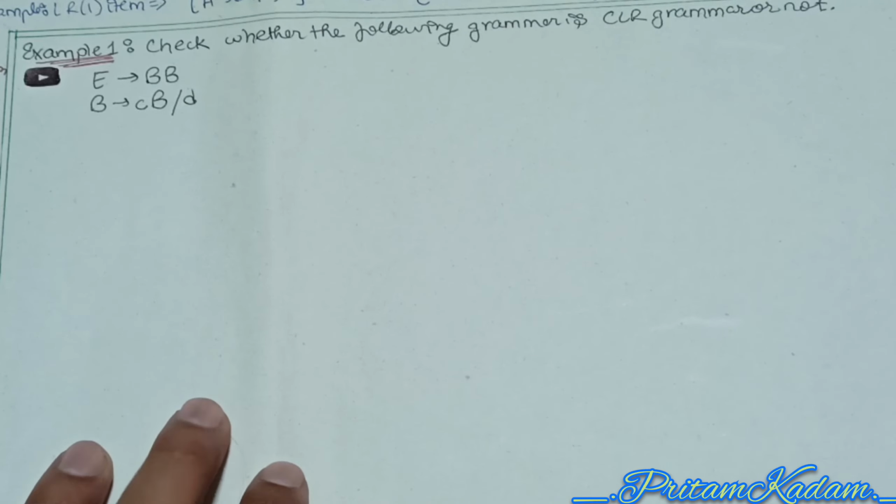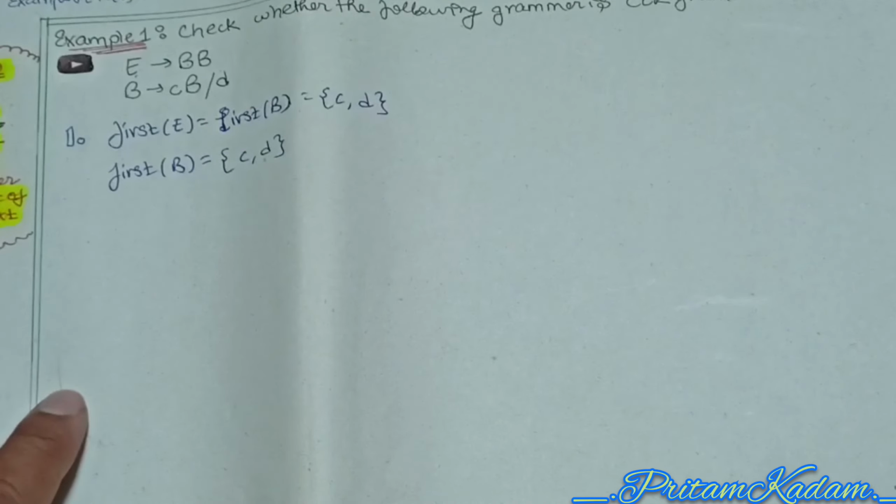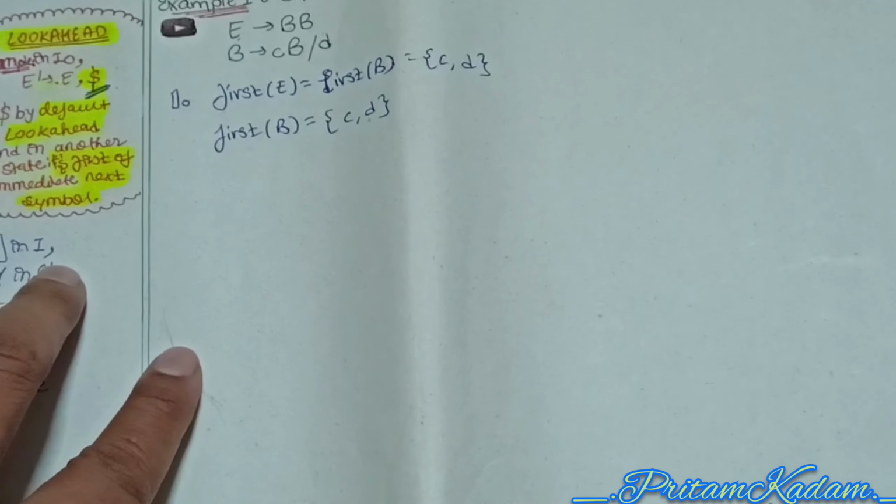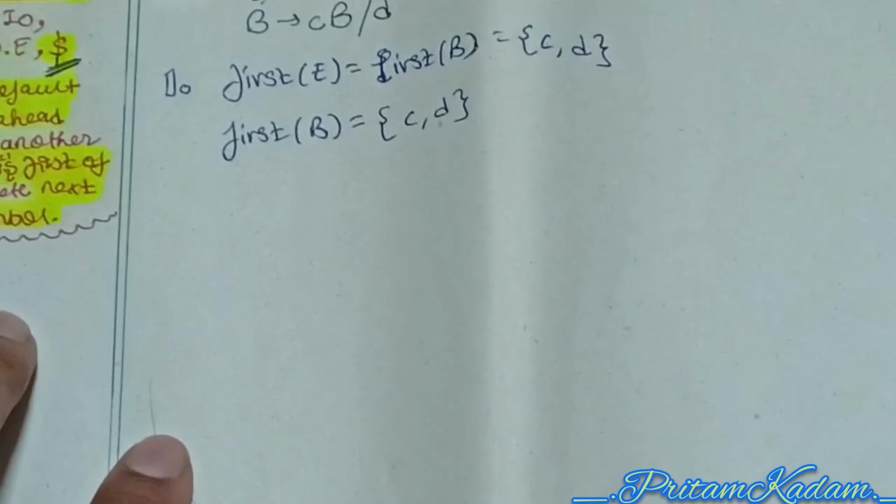First of all, we will find the first sets. The first of a terminal is the terminal itself, but for the non-terminals we have to write the first terminal that occurs in the production. So first of E is the same as first of B, and first of B is c, d. Since first of E is first of B, we wrote c, d over there also. Now let us write the augmented grammar.